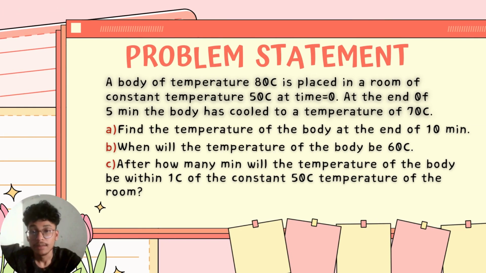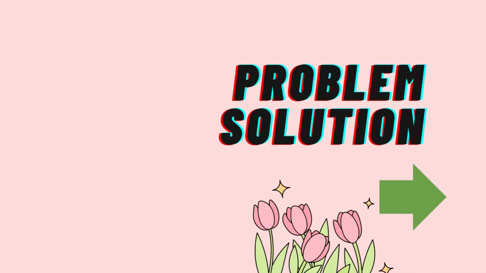Problem statement. A body of temperature 80 Celsius is placed in a room of constant temperature of 50 Celsius at time equals 0. At the end of 5 minutes, the body has cooled to a temperature of 70 Celsius. A. Find the temperature of the body at the end of 10 minutes. B. When will the temperature of the body be 60 Celsius? And C. After how many minutes will the temperature of the body be within 1 Celsius of the constant 50 Celsius temperature of the room?